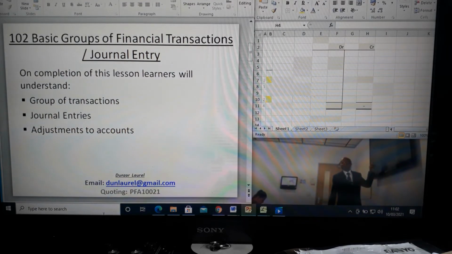Today we'll be going through a lesson that will help us tell which balance an account will be holding, whether an account will be housing a debit balance or a credit balance. Then we'll be performing journal entries, how to perform journal entries, and adjustment to account. Basically, on completion of this lesson, learners will understand the group of transactions, journal entry, and adjustment to account.